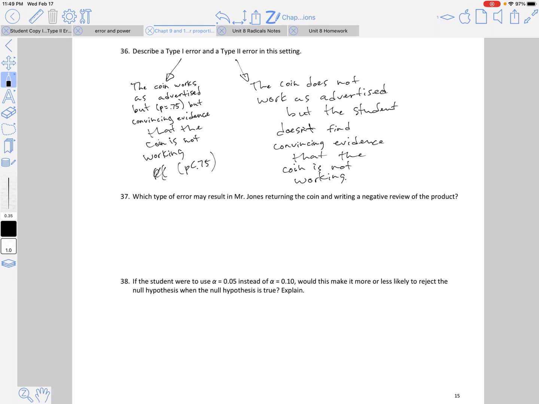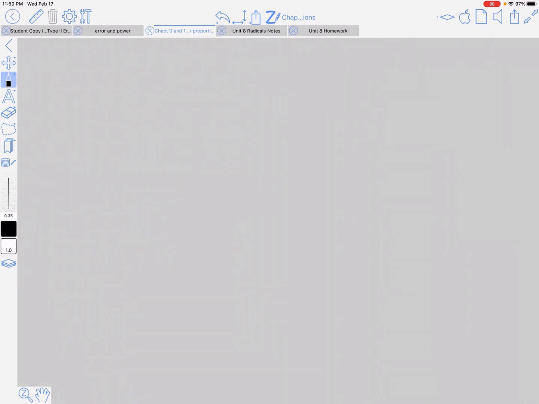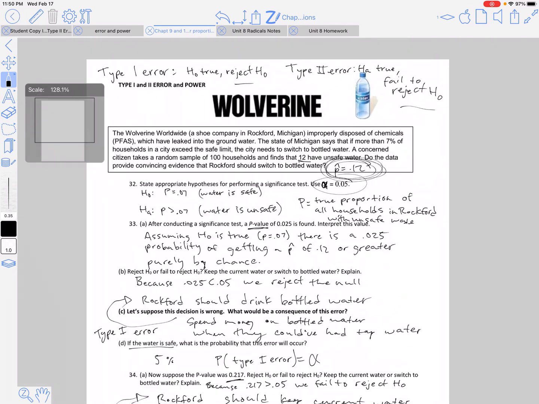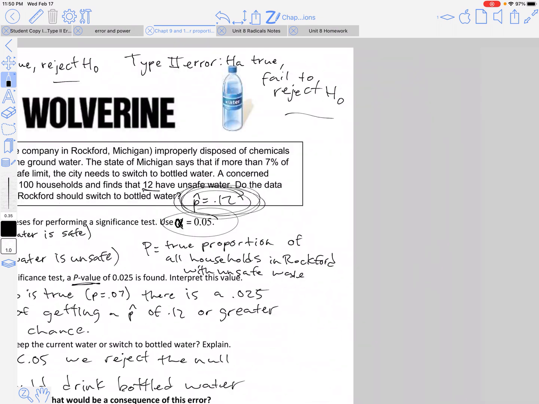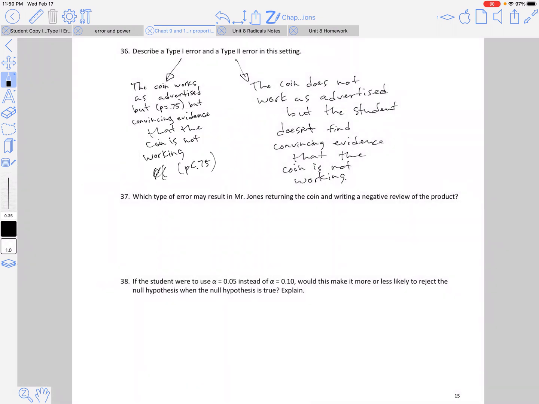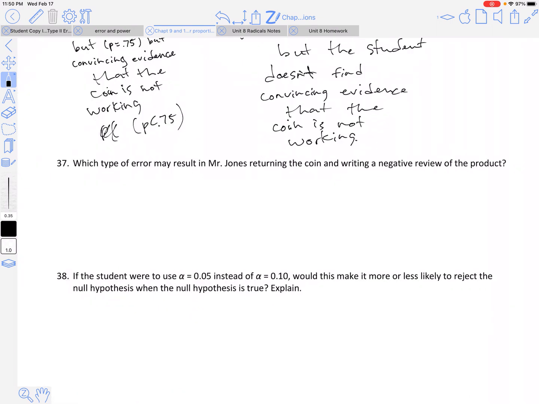So why would he return the coin? Think about it. He returns the coin because he rejected the null, right? If he fails to reject the null, he's going to keep the coin because it works as advertised. So here we have a type 1 error.